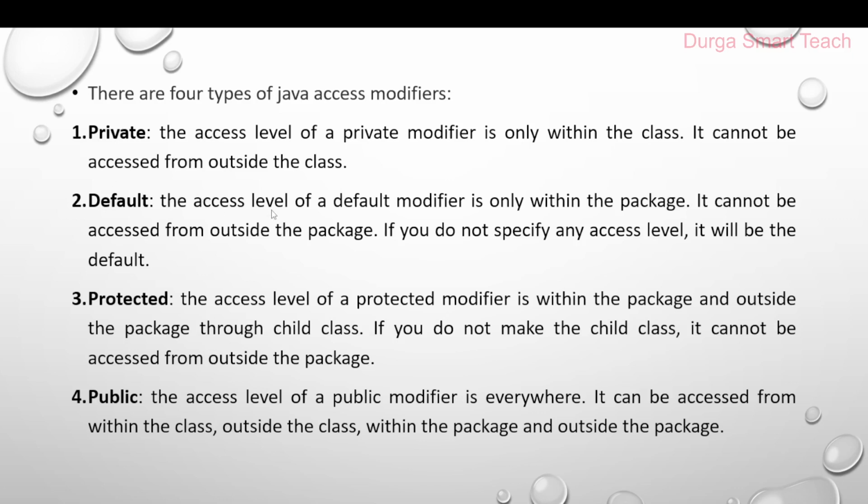Okay. This is private. And the next one is default. The access level of the default modifier is only within the package. It cannot be accessed from outside the package. Okay, we all know what a package is. A package is nothing but a collection of classes. A class is nothing but a collection of variables and methods. So the classes in the package may access the default variables and methods. If you do not specify any access level, it will be default.